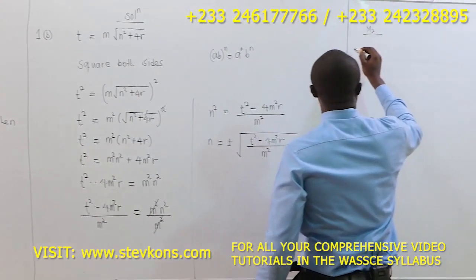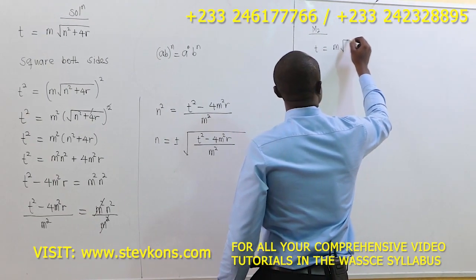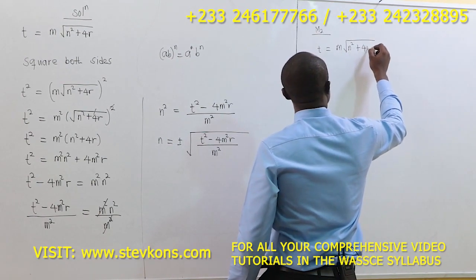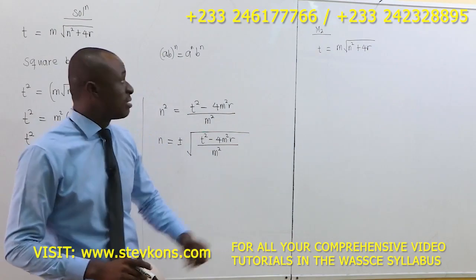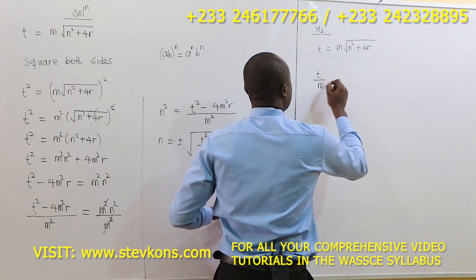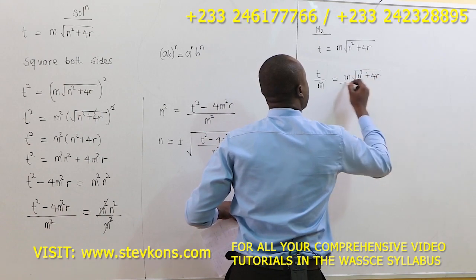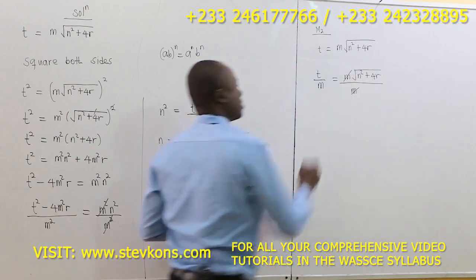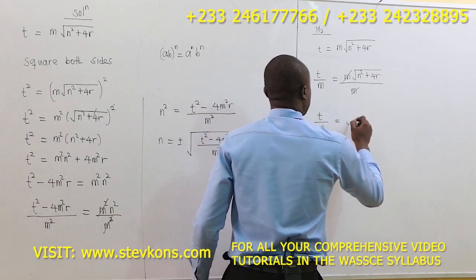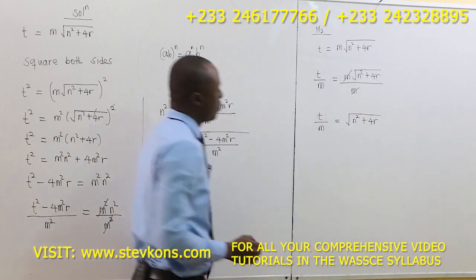Our method 2, we have still t equal to m square root of n squared plus 4r. We want to make n the subject. What do we do? First, let's divide through by m. So we have t over m equal to m times the root of n squared plus 4r all over m. Now this is cancelling out that. So clearly we have t over m equal to square root of n squared plus 4r.